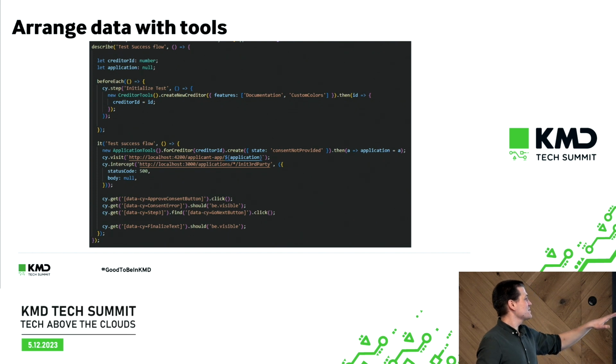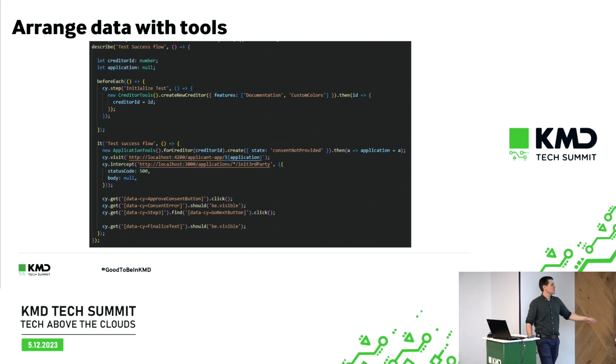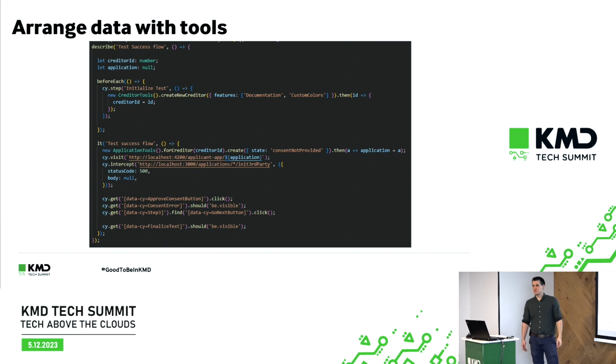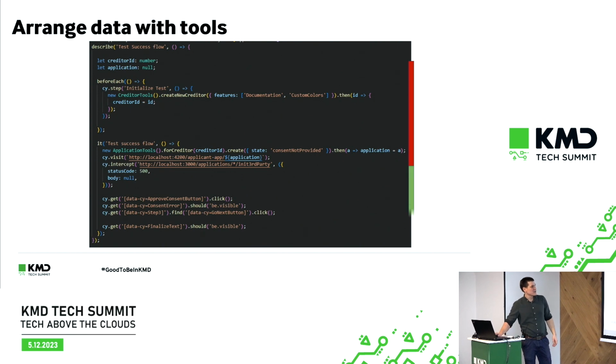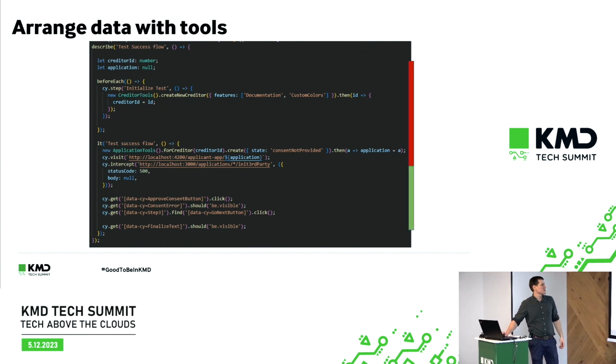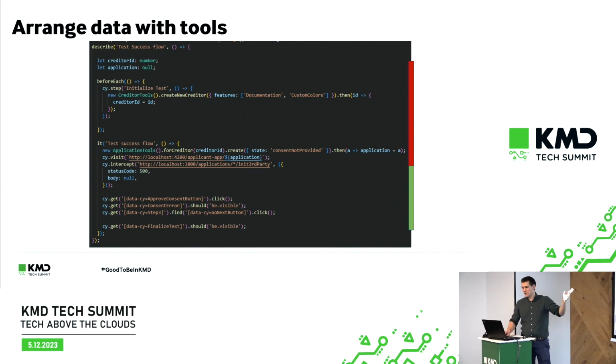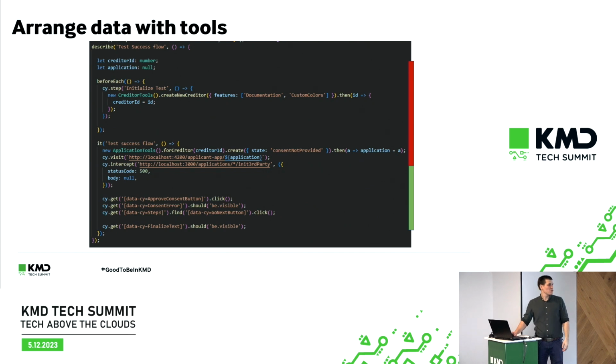And you see that in this tool, we are just asking, hey, for this creditor, please create me some application, and it should be in the state consent not provided. So when we visit the application, we should be on the page which we are interested in and would like to test. So you see that arranging data is here almost equal. What's cool is that Cypress doesn't need to go through the entire UI. So we don't need to open the creditor application and fill the data in the whole form. We can just call the backend directly with valid models.